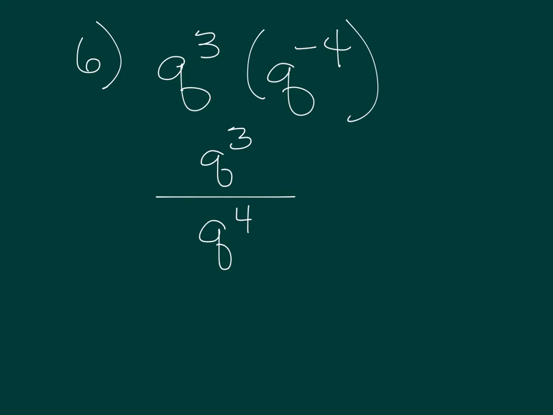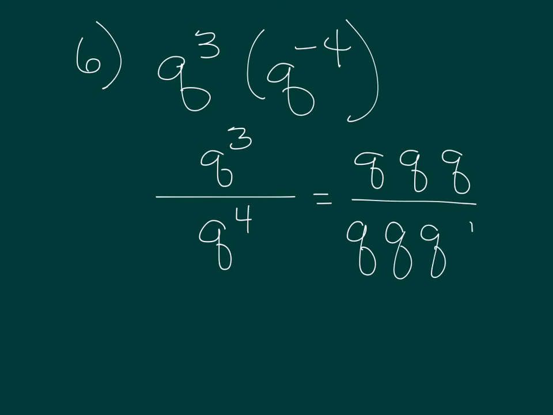Now notice what I have. I have q to the third over q to the fourth. Well, since I have q's, I can cancel stuff out. So if you visualize what this problem really is, this is q, q, q over q, q, q, q. So what can we simplify? Well, we can go a q for a q.